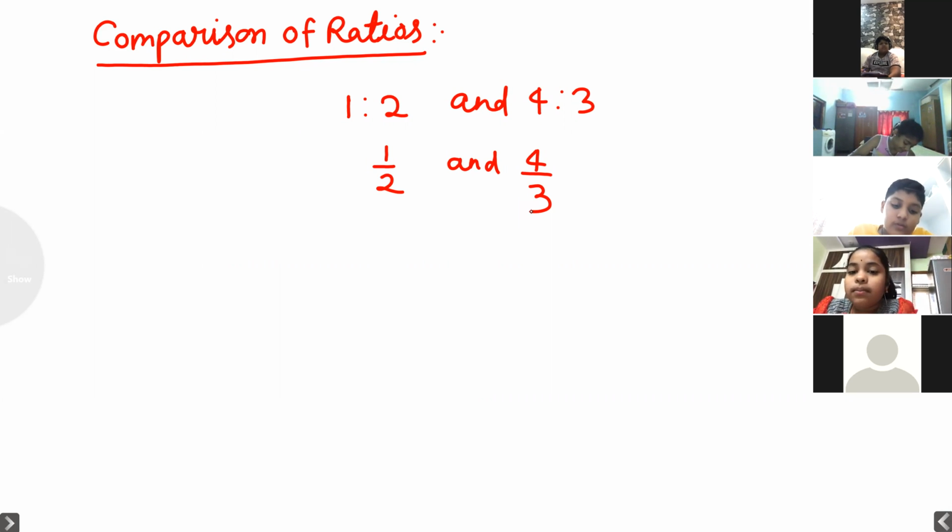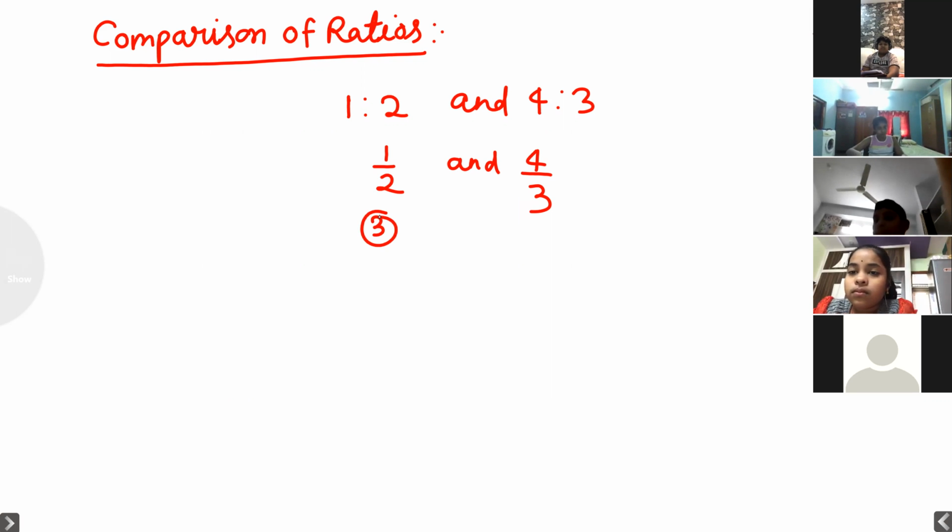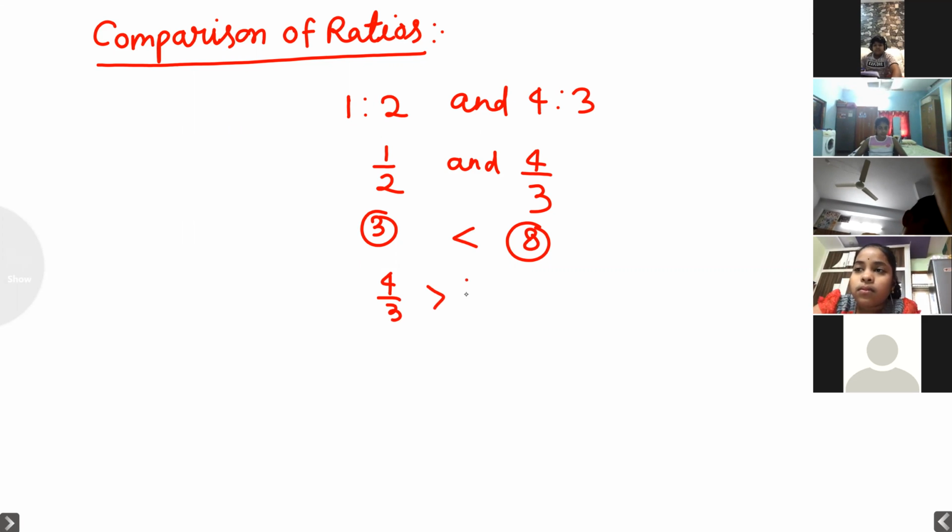Now you know very well how to compare these two fractions. Second step, cross multiply the fractions. Second denominator multiplied by first numerator will be written on the left side. First denominator multiplied by second numerator will be written on the right side. Cross multiply means 3 into 1, 3. 2 fours are 8. After cross multiplication, we can compare the numbers. Which one is greater? 8 is greater, which means 4 by 3 is greater than 1 by 2.